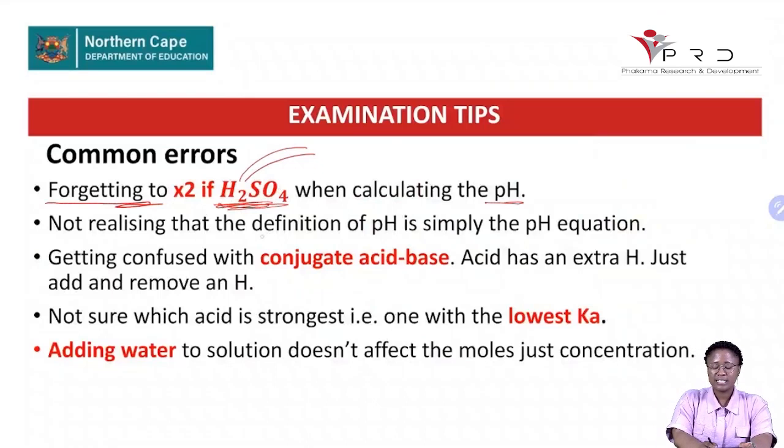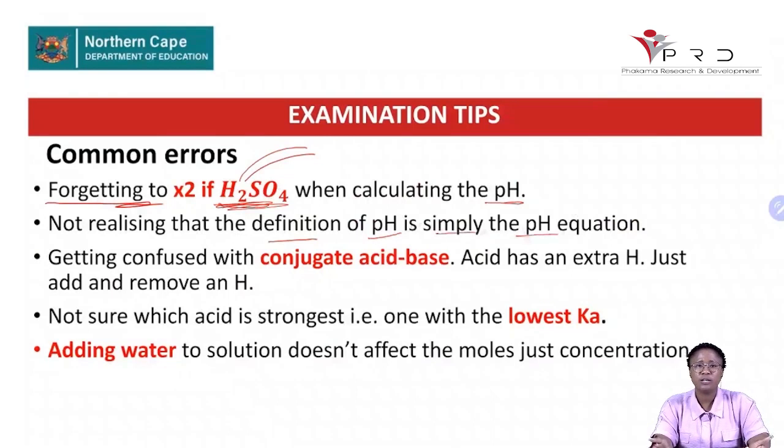Another error is not realizing that the definition of pH is simply the pH equation. The pH equation is pH equals minus log of the concentration of hydronium ions. So that is basically the pH, and the pH can vary from 0 to 14. So remember the pH scale: from 0 to 7 is acidic, 7 is neutral, and above 7 towards 14, you know that the solution is basic.